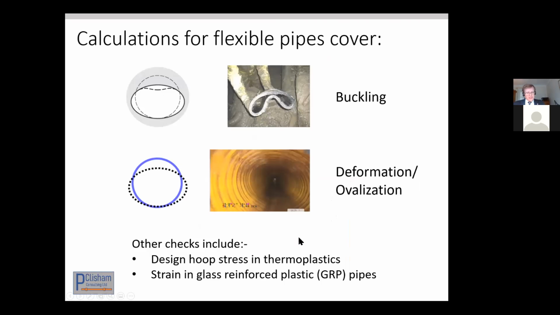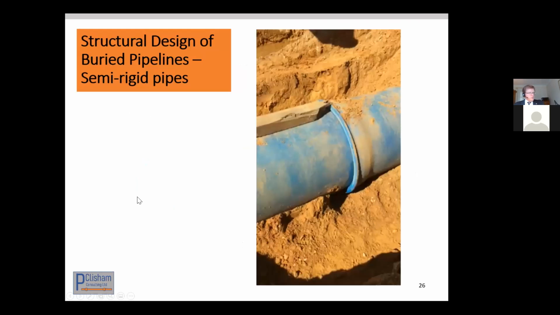Once you've got that equation, that number, you can then run your calculation for buckling, and you can do your deformation ovalization assessment, and then you've got to calculate hoop stress in thermoplastics or straining in GRPs, and the guidance is there, so we won't go into that today. Once I cover this, it's really important.